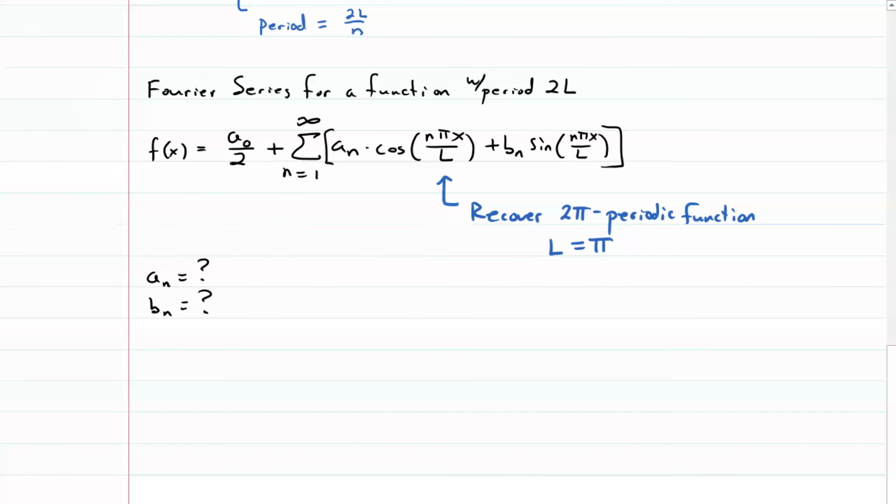So my series now looks slightly different because I have this pi over L sitting in here, and this pi over L sitting in here. But otherwise, it has the same structure. Now, how about the formulas for the coefficients? Do those look pretty similar? The answer is yes, but there are some small differences.